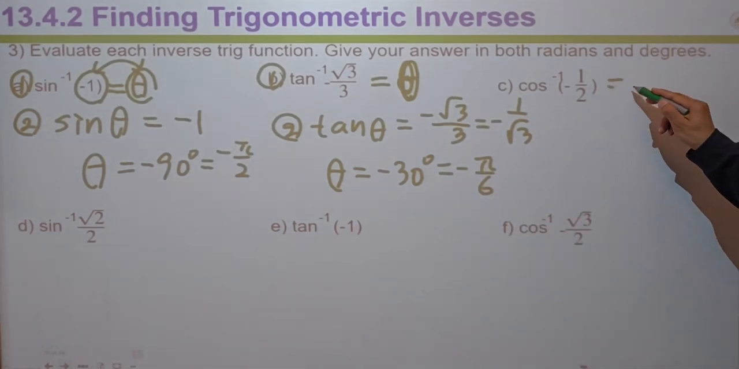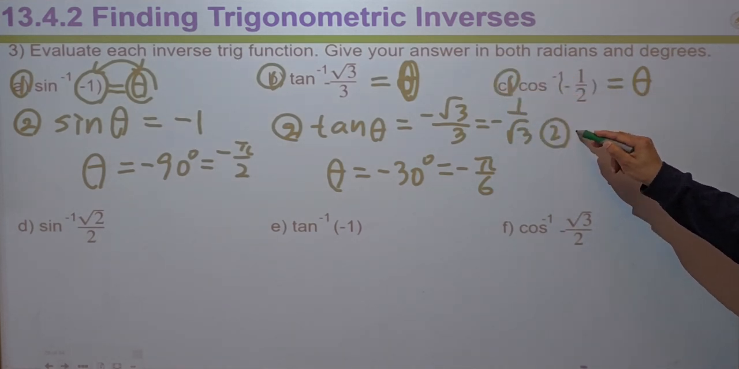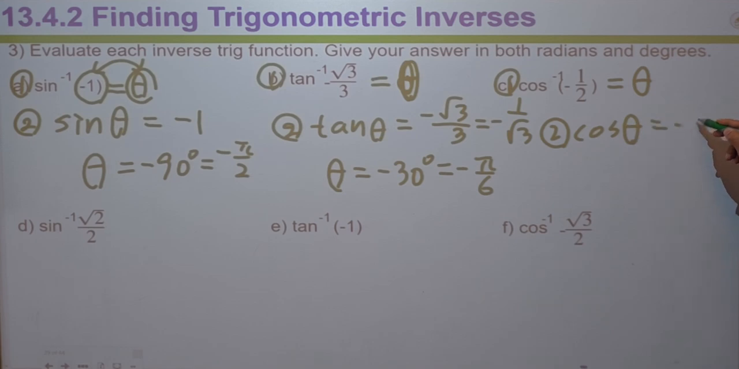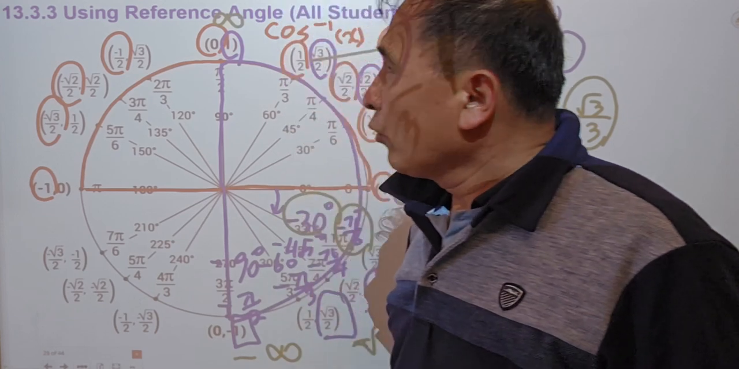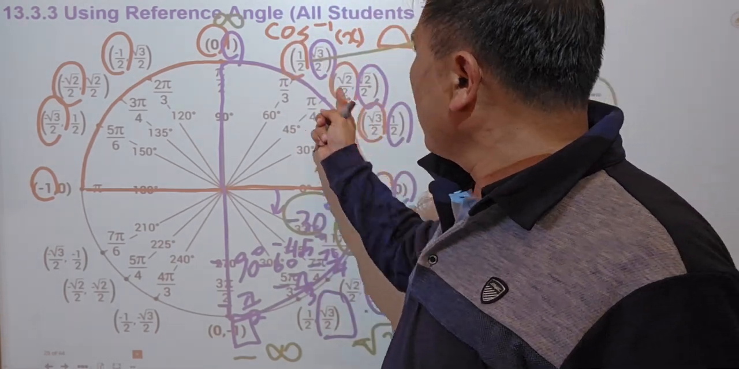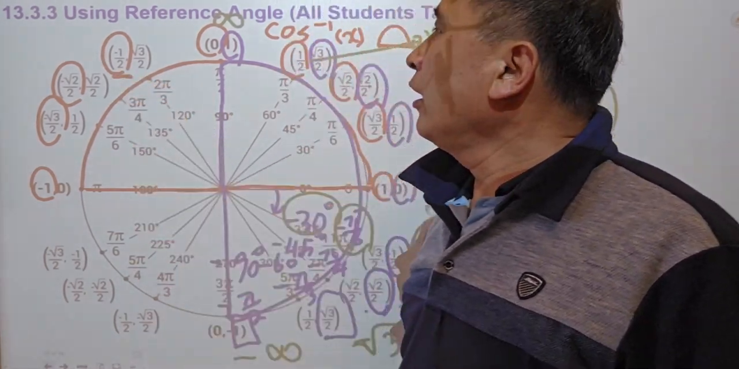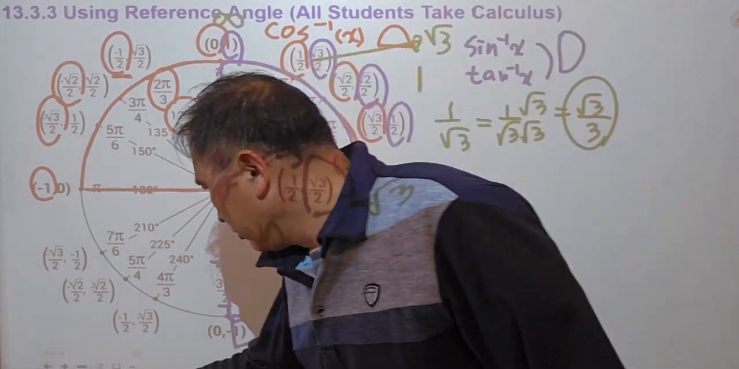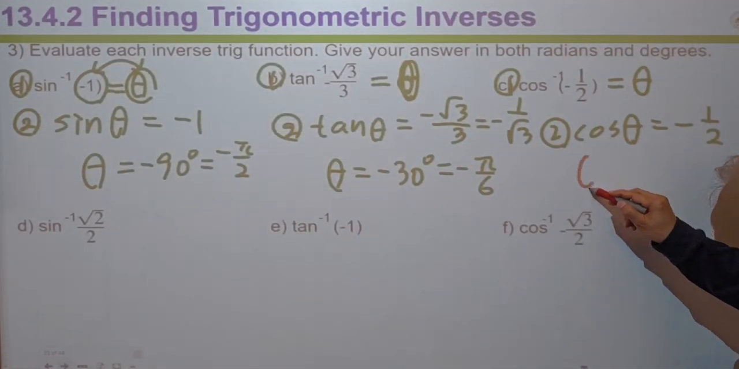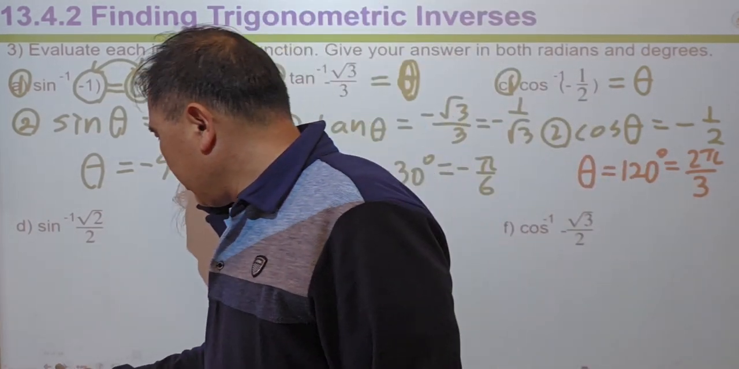One more time, let's say theta, and we're going to find theta when cosine theta is negative 1/2. Cosine is the x value, so we go to the red one, which is the x value, negative 1/2 right here. That means this angle right there, 120 degrees, 2 pi over 3. So the answer theta is 120 degrees or 2 pi over 3. You can find it that way, with special angles.